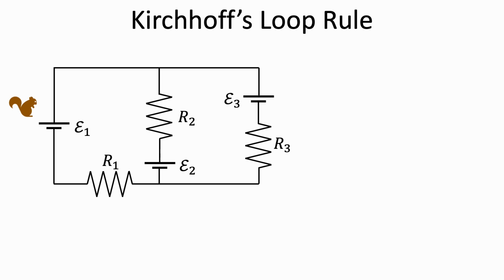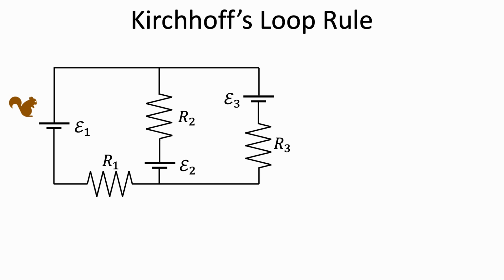Let's now discuss how to set up the loop rule mathematically. First, if the problem you are working on does not already specify the directions of the currents, assign a direction to each branch of the circuit. The choice of the direction is arbitrary. If the actual current flows in the opposite direction, it will result in a negative value for the current.